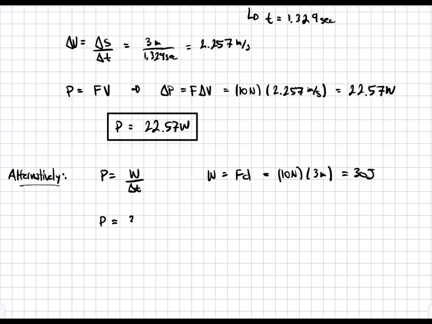So 30 joules over 1.329 seconds is going to be equal to the same number, 22.57 watts, which matches. So this is an alternate way of finding the power.